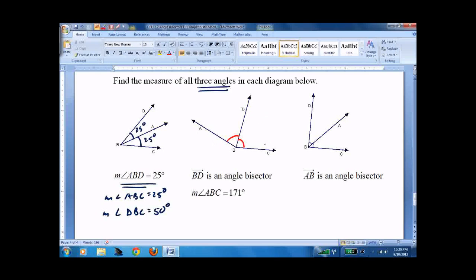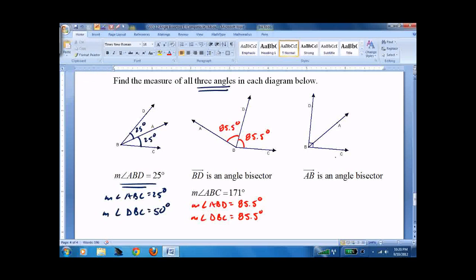Well, if it's an angle bisector, I know it's going to cut it in half. So I know 180 half is 90. So if I back that off a little bit, I should get 85.5 degrees. And you can always use your calculator for that. So I'll double check with those. That's 171. Yes. Measure of angle ABD equals 85.5 degrees. Measure of angle DBC equals 85.5 degrees.